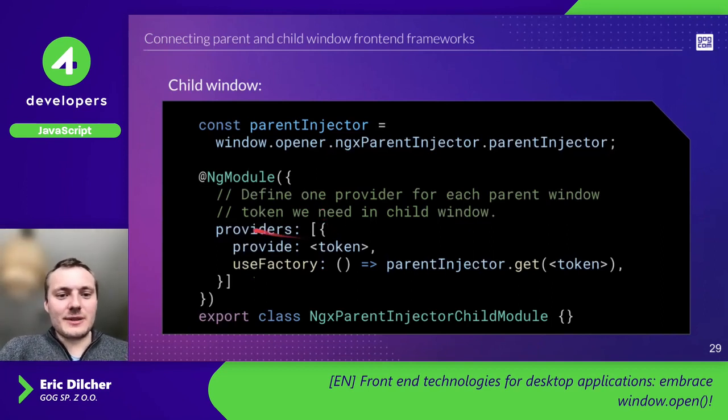And basically all we do is we just enumerate all the services from the parent window that we want to access in the child window, and we define a provider object like this. So for every injection token that we would like, we would provide and basically redirect this request for this service and just make sure we get it from the parent window. And it's literally that simple. So doing this, we have access in child windows to the instances of the services from the parent windows.